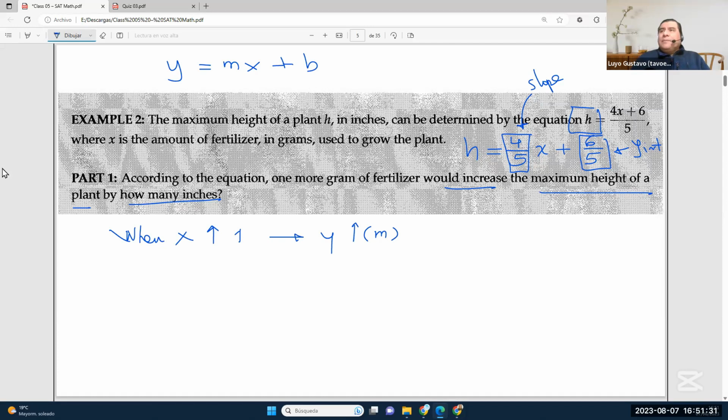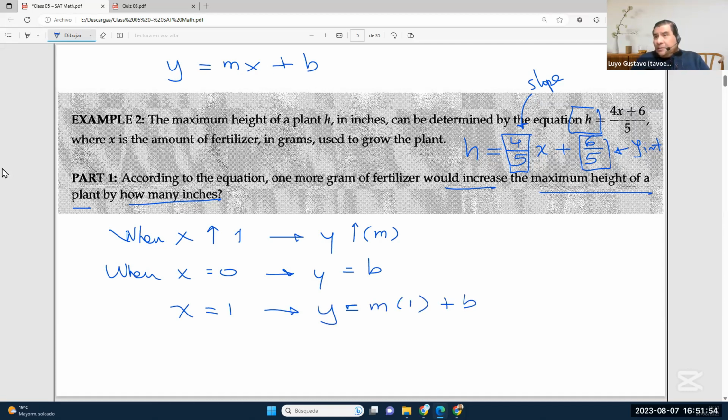You can say, for example, what happens when x is 0? When x is 0, the y would be exactly b. And when x increases by 1, that is when x is 1, y will be m times 1 plus b. So what would be the increase? Exactly this value, the slope. So if we take a look at the equation of the line, we see that the slope is 4/5.